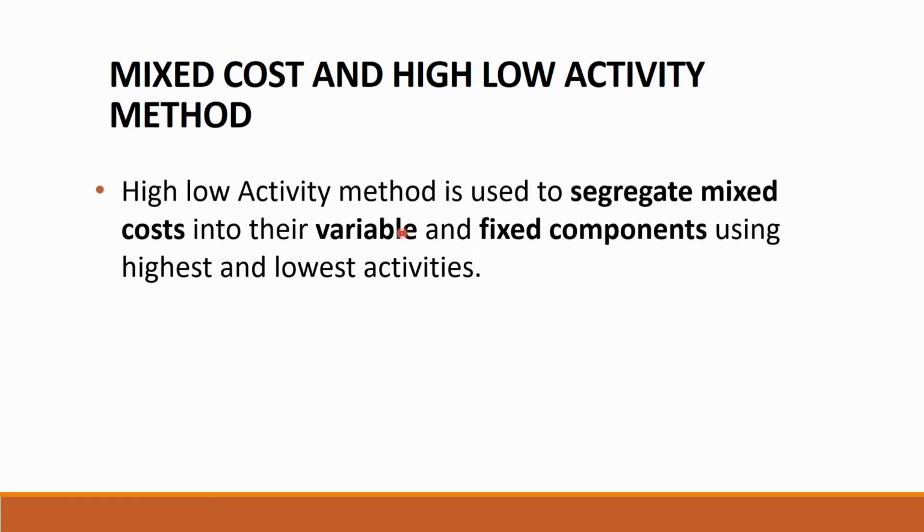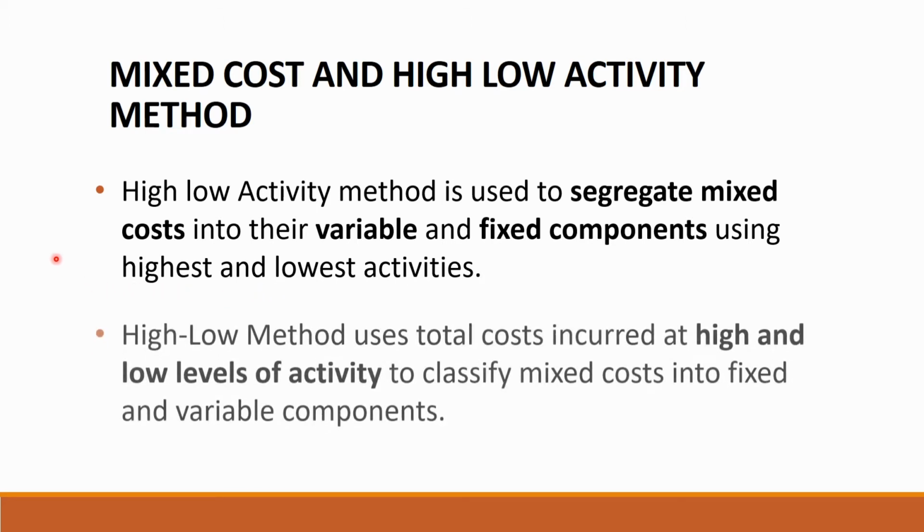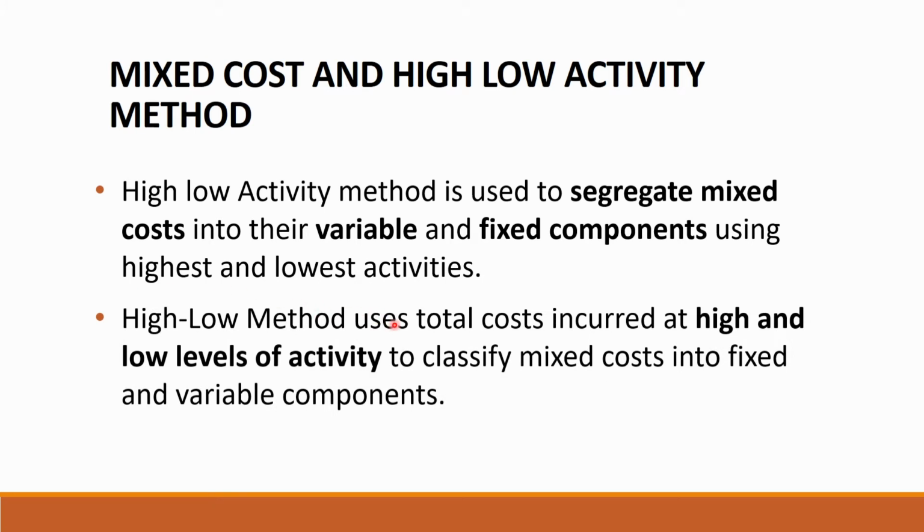Mixed cost and high-low activity method. The high-low activity method is used to segregate mixed costs into their variable and fixed components using the highest and lowest activities. The high-low method uses total cost incurred at high and low levels of activity to classify mixed cost into fixed and variable components.